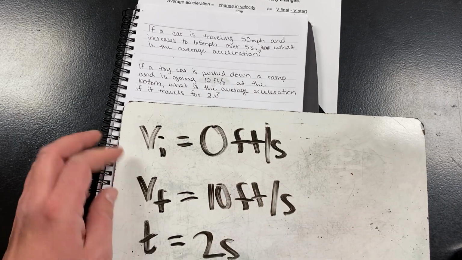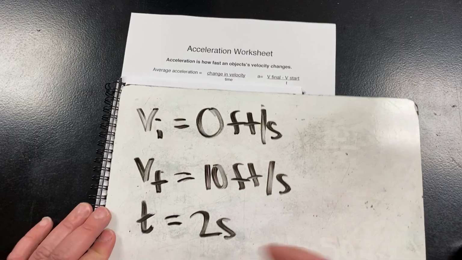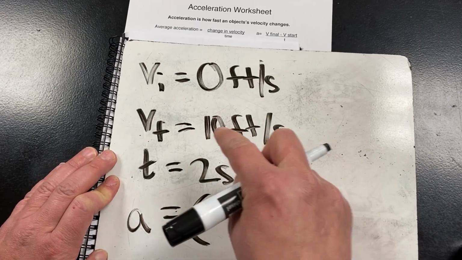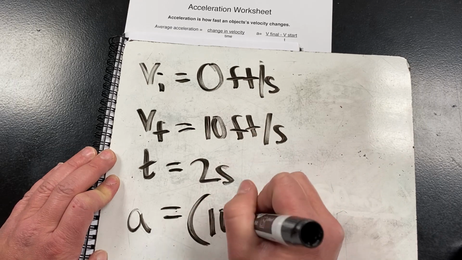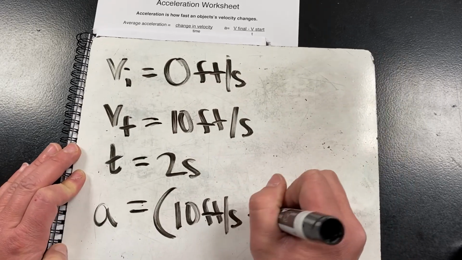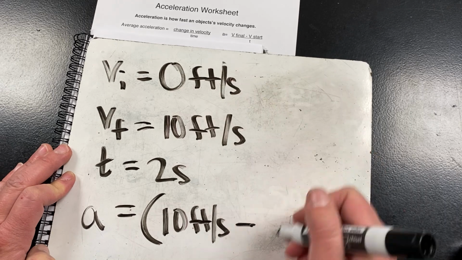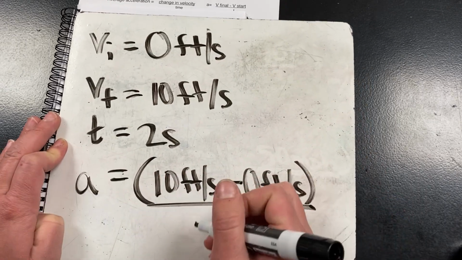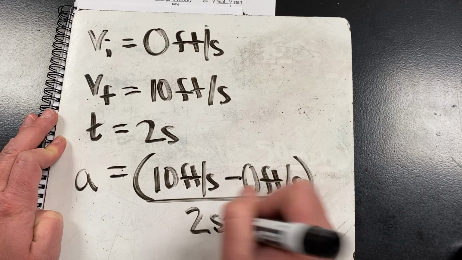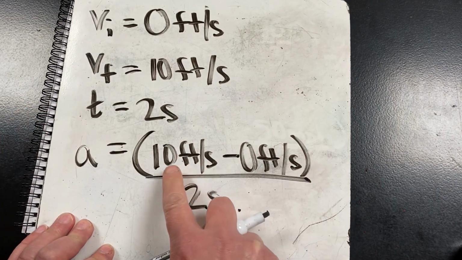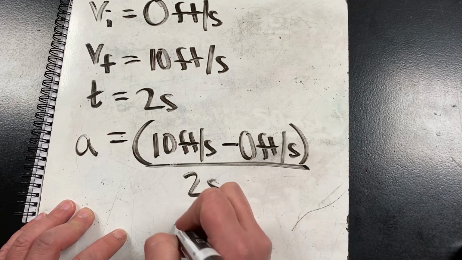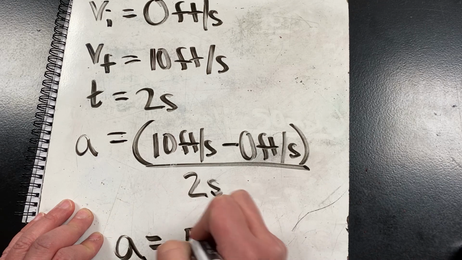Okay, so then for acceleration, we're going to have our final 10 feet per second minus the initial, which is 0 feet per second. And we're going to divide that by time, which is our 2 seconds. Now 10 minus 0 is just 10, so I'm just going to go straight to dividing by 2. 10 divided by 2 is 5. So our A is 5.